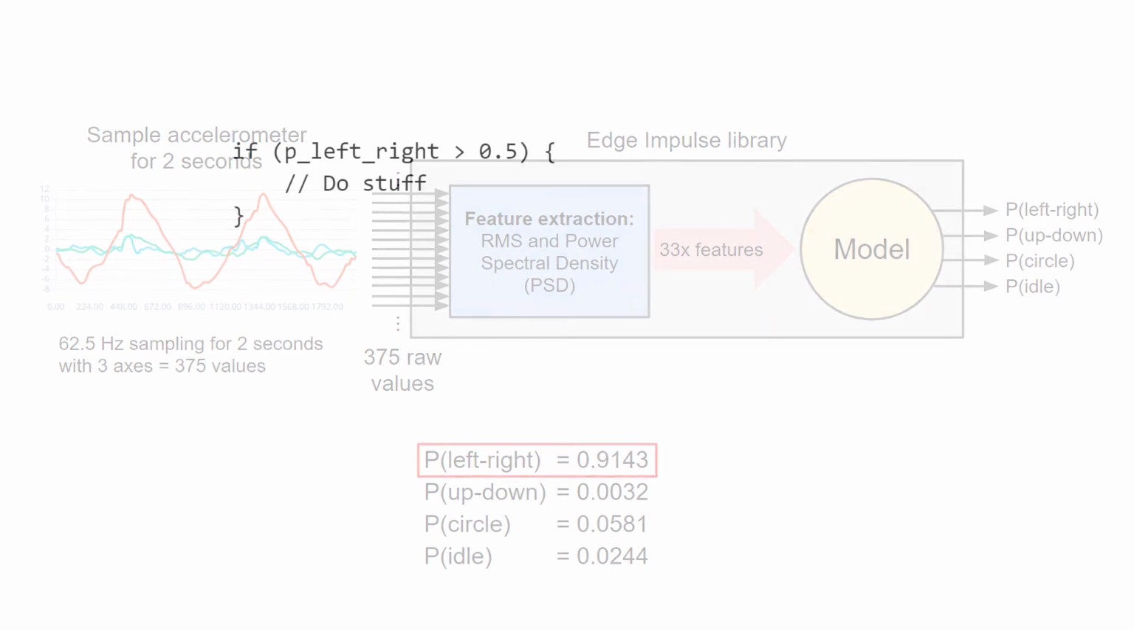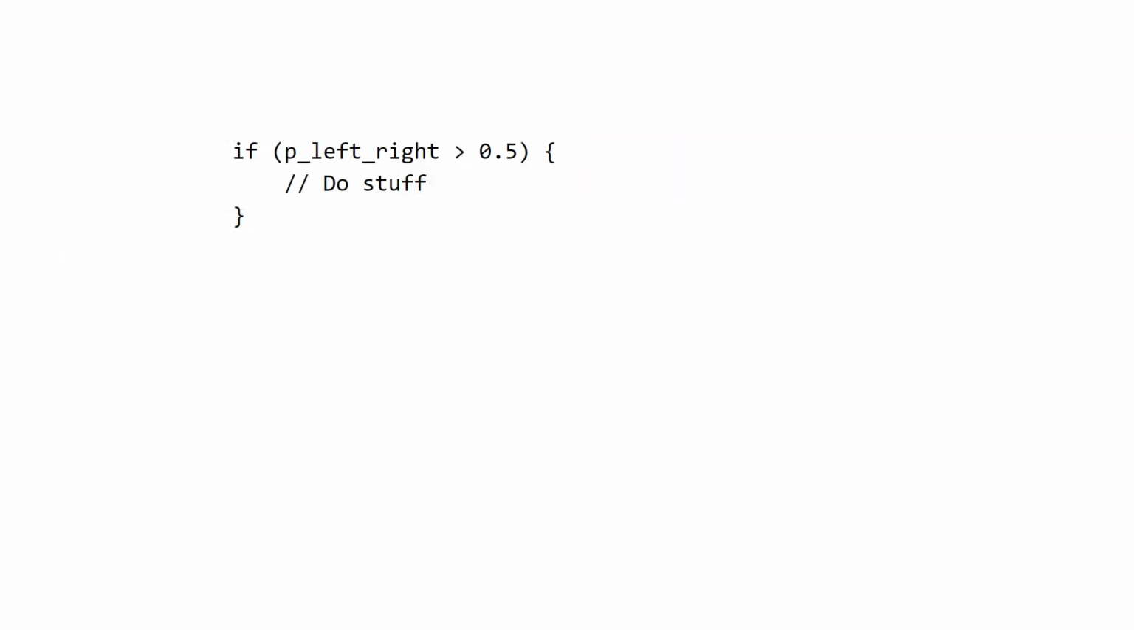Instead of searching for the highest probability, we can also do a simple threshold comparison. This works very well if we're looking at a particular class. For example, we could have our code do something if the predicted probability of the left-right class was above 0.5. Because the probabilities must add up to 1, we know that if one of them is more than 0.5, it must be the highest of the group. We can do the same with the other classes too.